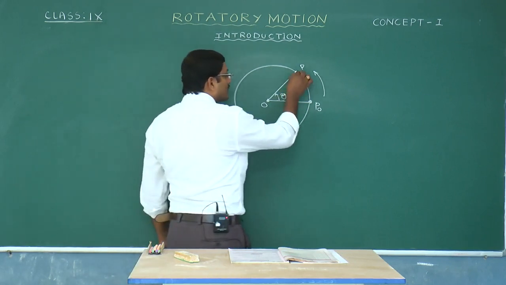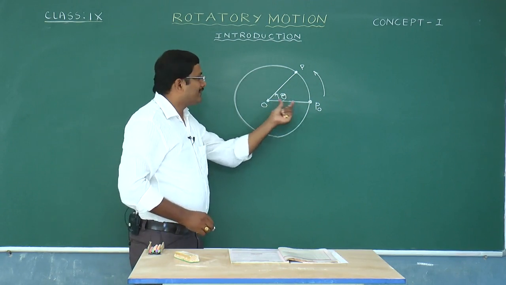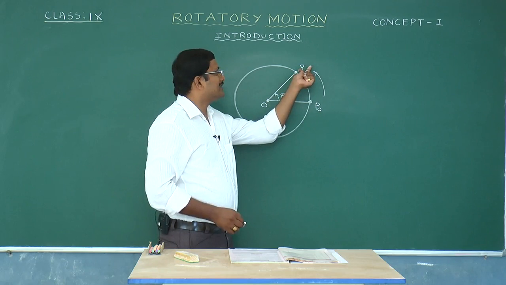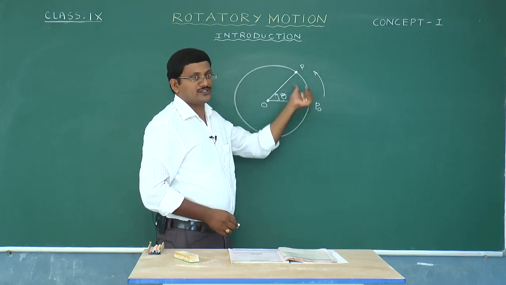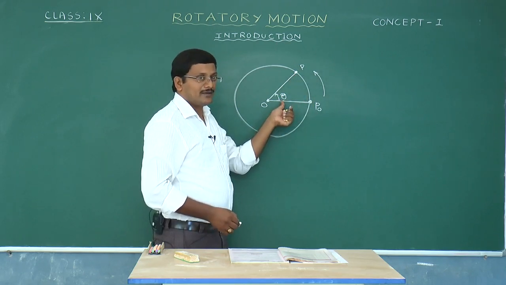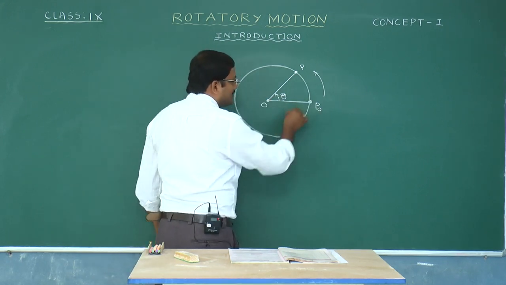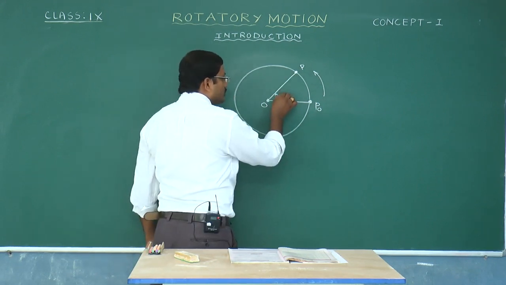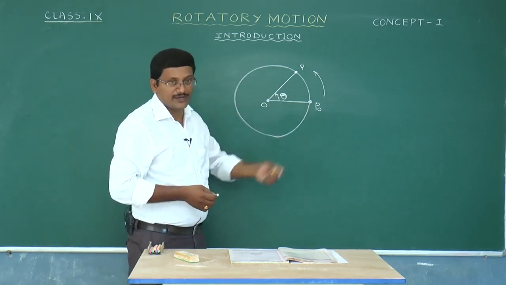So let us discuss what is P naught and what is O. O is called the origin, our reference point. Next, P naught is the initial position of the body. Next, P is the final position of the body. These are the linear positions of the body. And what is this theta? This theta is described by the radius vector, joining the center and the initial position, and the center and the final position of the body. So this theta is said to be the angular position of the body.